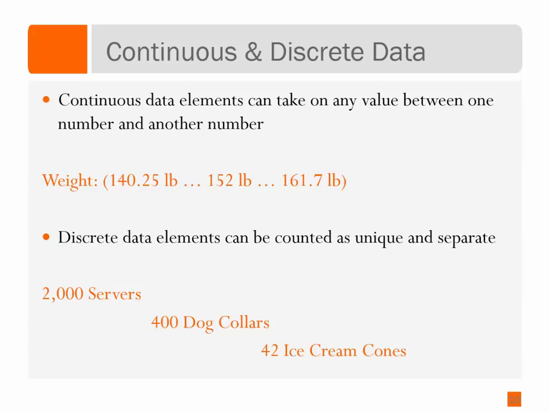We also have discrete data elements. Discrete data elements are what you might think of as counting individual units as unique and separate. So as examples, we might have 2,000 servers, or 400 dog collars, or 42 ice cream cones. So these would be examples of discrete data.